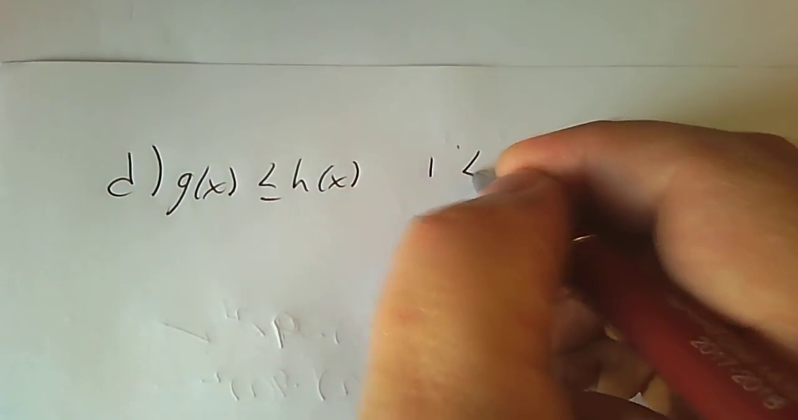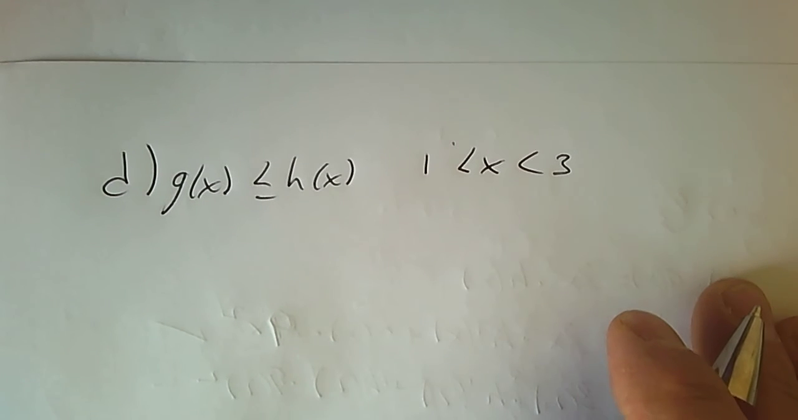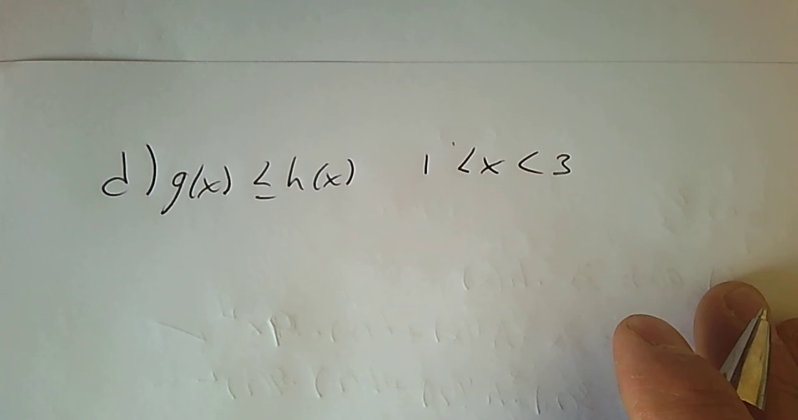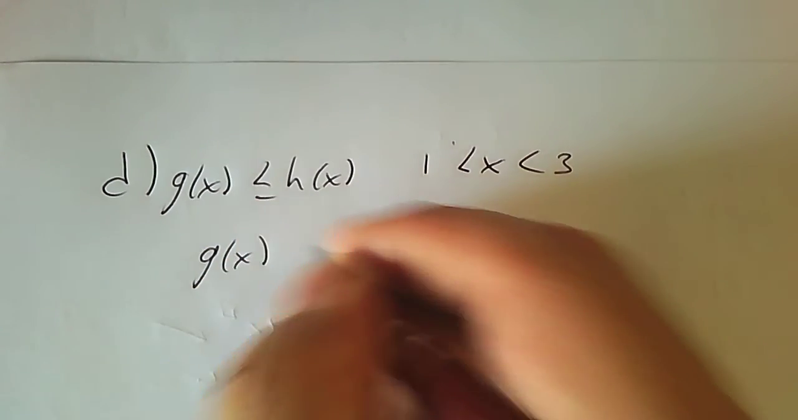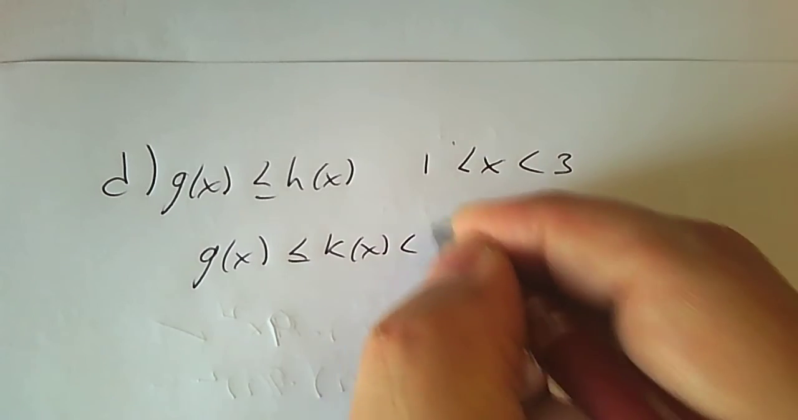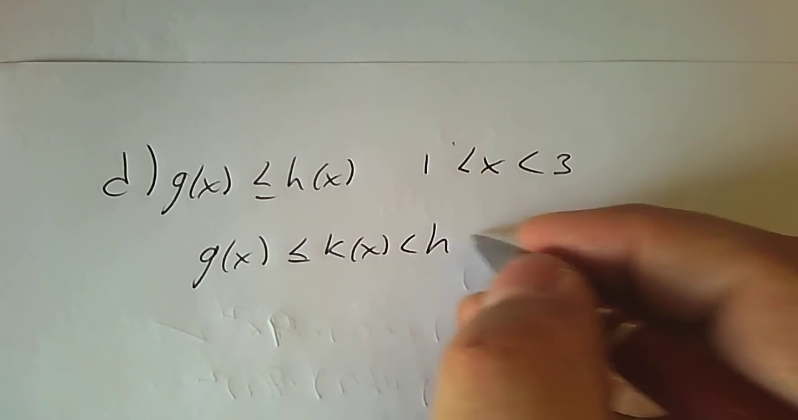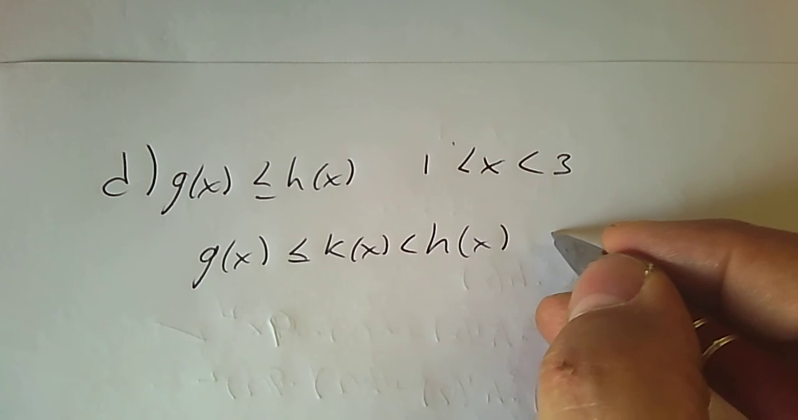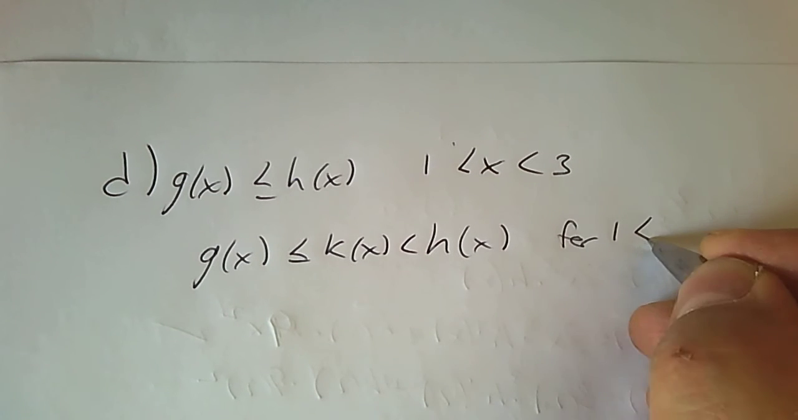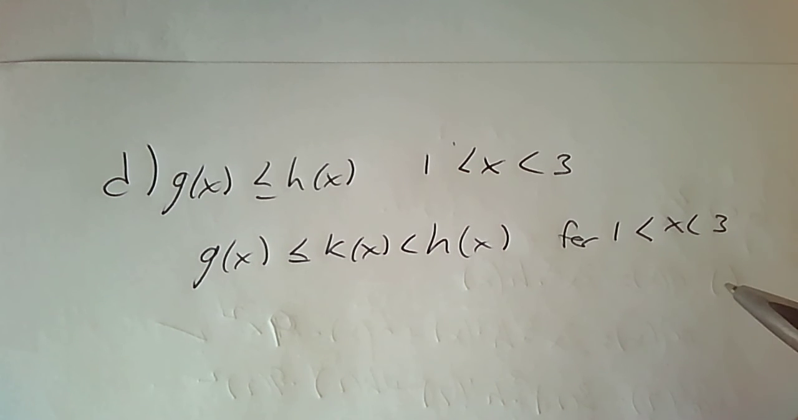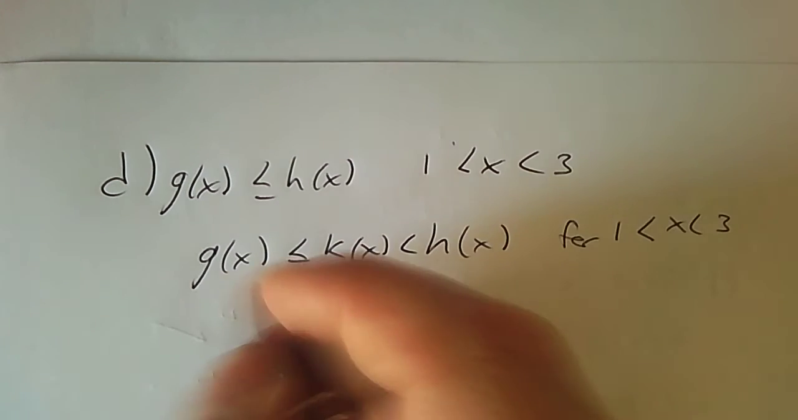Part D. It is known that g at x is less than or equal to h at x between 1 and 3. Let k be a function satisfying this. So g at x and h at x, k is sandwiched in between, sandwiched between g and h from 1 to 3. So for every value between 1 and 3, k is always in between the two. Is k continuous at x equals 2?